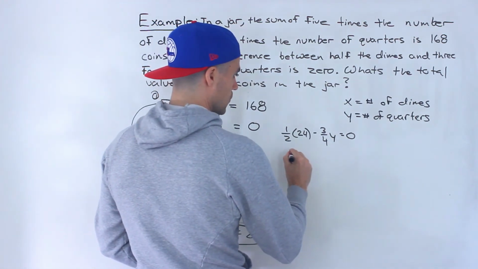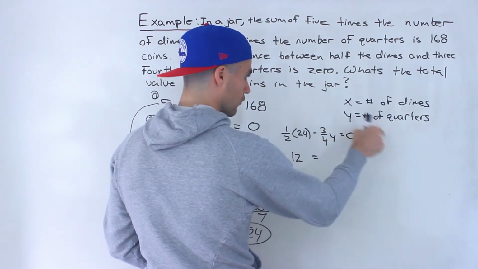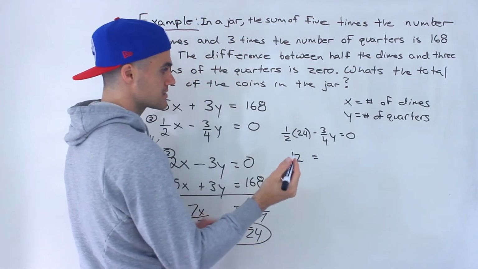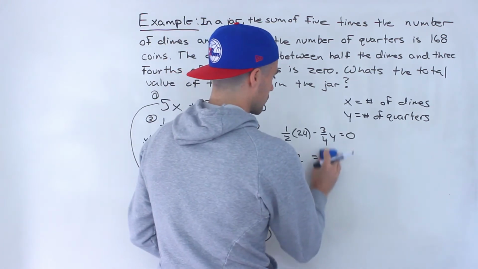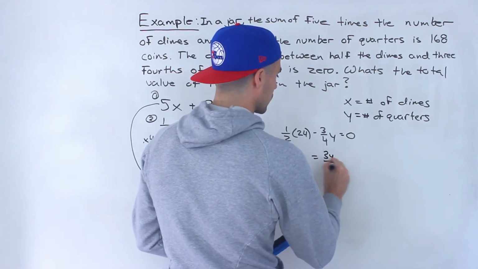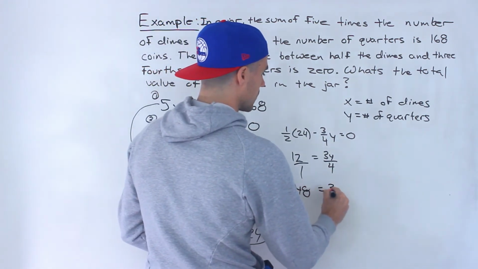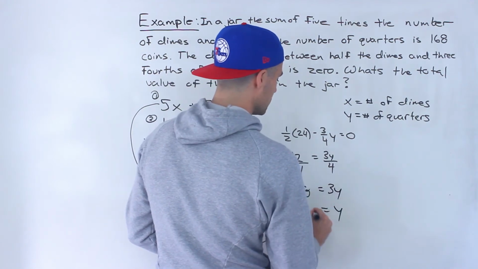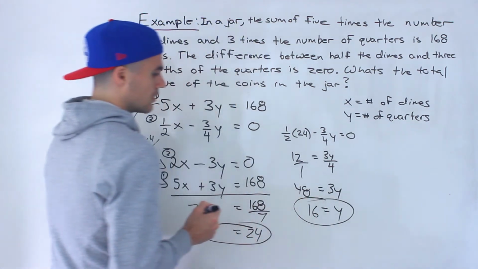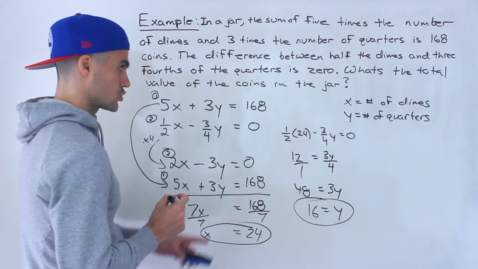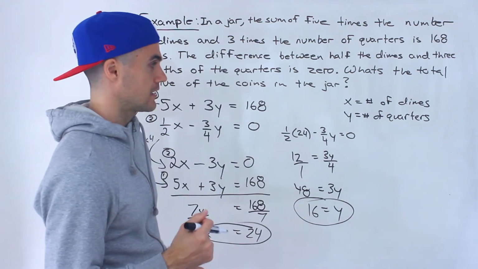So this would end up being 12 minus 3/4y. I'm going to bring the 3/4y over to the right side to make it positive. So that would be positive 3/4y. And actually, instead of writing 3/4y, I'll write 3y/4. So then we could cross multiply. So this would be 48 equals 3y. So then y would be 16. Right? Divide both sides by 3. Y is 16. So notice that there are 24 dimes and then 16 quarters in the jar.